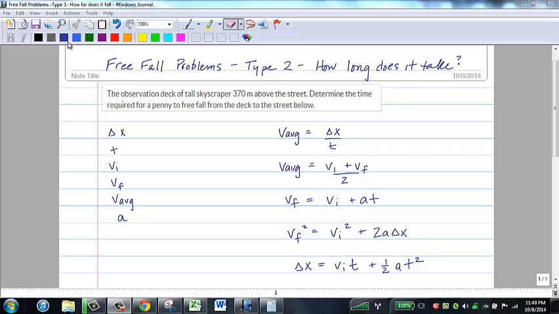So in free fall, we're assuming that the only force acting on the object is the force of gravity. There is no air resistance, and so we're assuming that the penny will speed up during the entire trip, 370 meters, as it falls. That's not very realistic, but that's what's happening in this problem. The 370 meter value is the delta x value, the displacement.